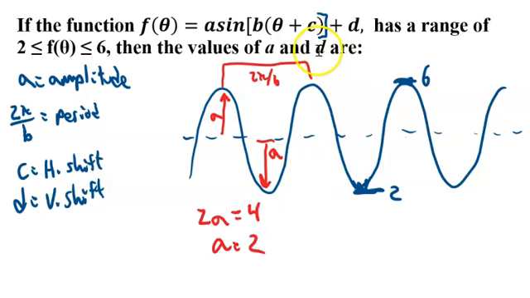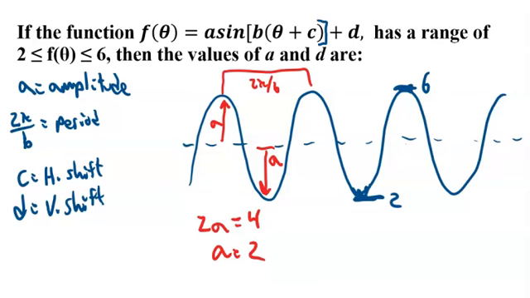And D is the vertical shift. It's related to this line here, and this line is where the D is. Now, this is normally at 0, right? Normally for a sine graph, there's no shift, so D would be 0. Well, it's not 0. It's up here. 0's way down here. This is 0.